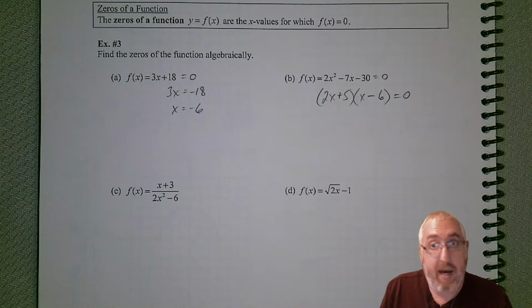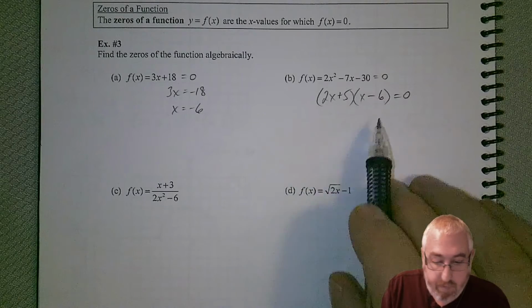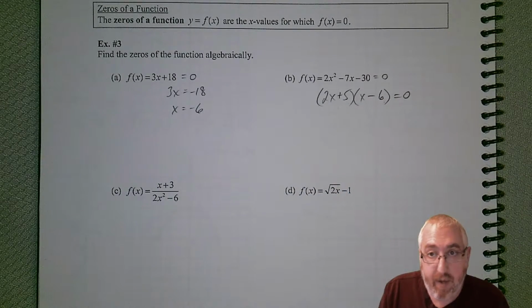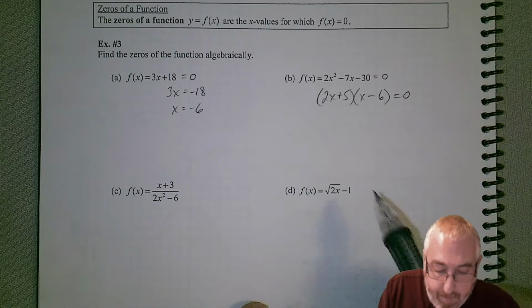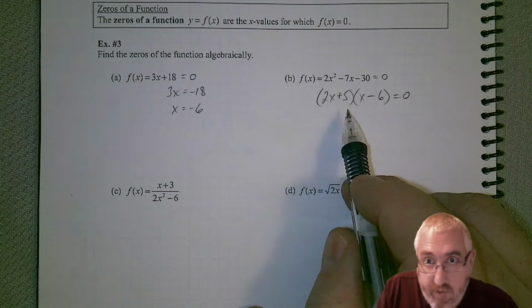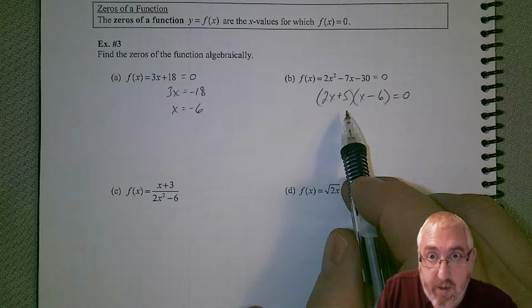Now, there's lots of ways that we can set this up. You could have swapped the numbers. You could have done a lot of different things. But let's just check it. Sometimes you have to go through those different choices until you get to the right answer.